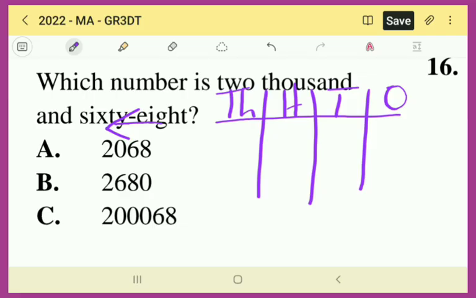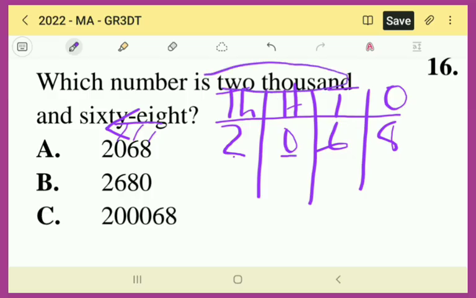So let's go, starting with the 8, the first one, back to back. From 8 we have 6, then 0, and then 2. So it should be 2000. Here we have 2000. No 100, they didn't give you any 100. And 60, 6 tens are 68, which is 8 ones. Hence the answer is A.